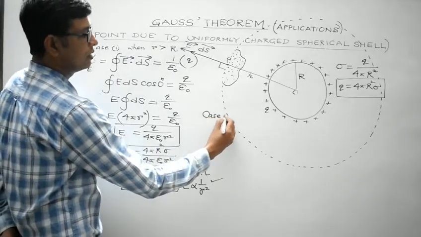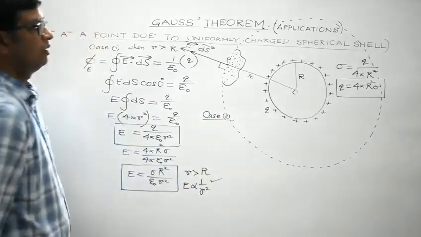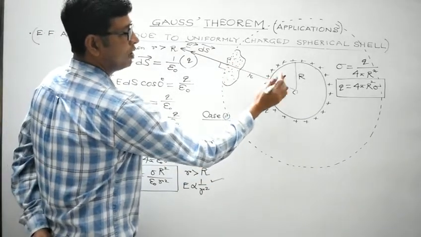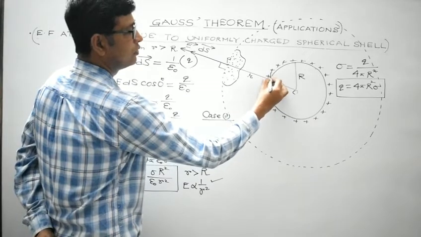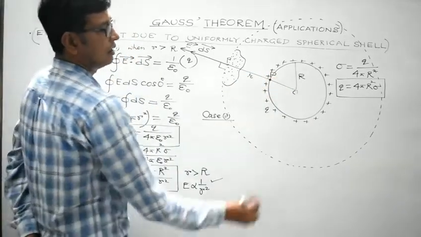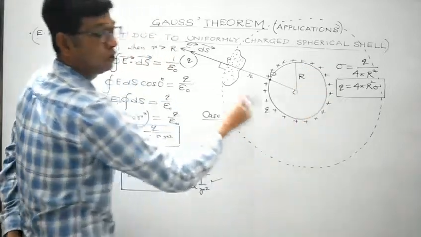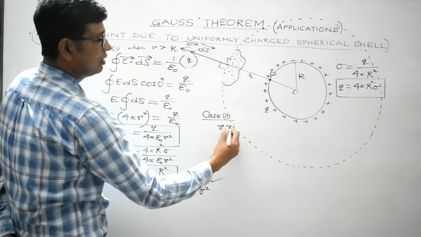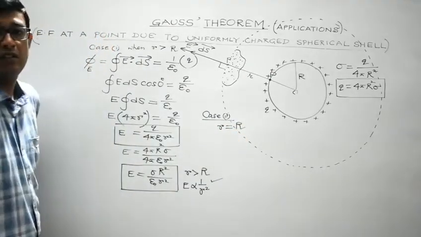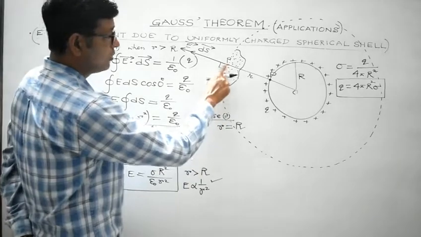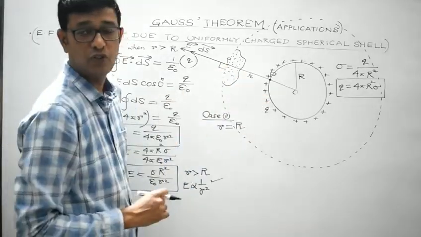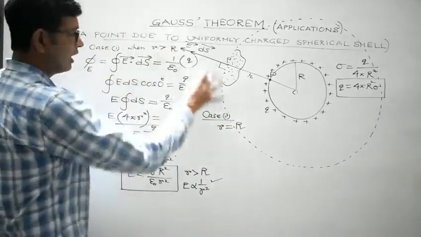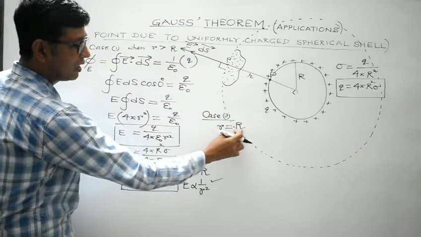Now, let's consider case 2. Case 2 is, suppose the observation point lies at a point on the surface. It lies over here, on the surface of the uniformly charged spherical shell. It is but obvious from the diagram, it's pretty clear. In this case, small r would be equal to capital R. So, no need to derive it again, simply substitute small r as capital R over here.